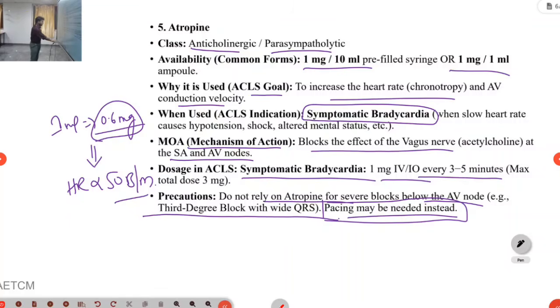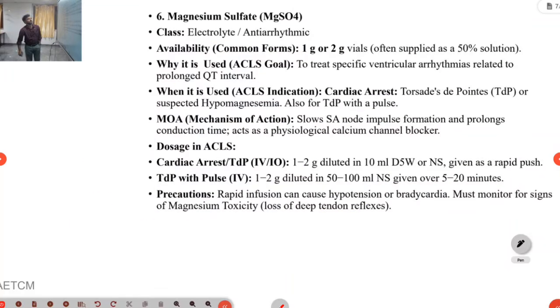Okay. Next is magnesium sulfate, and this is the last drug. It's an electrolyte or antiarrhythmic agent. The availability is 1 gram or 2 gram vials, often supplied as a 50% solution. In ACLS it is used to treat specific ventricular arrhythmias related to a prolonged QT interval. Usually in ventricular arrhythmias there will be prolongation of the QT interval. In those conditions, mainly we will be using magnesium sulfate.